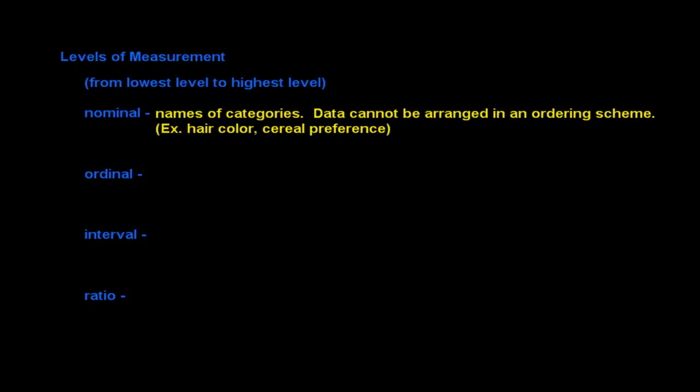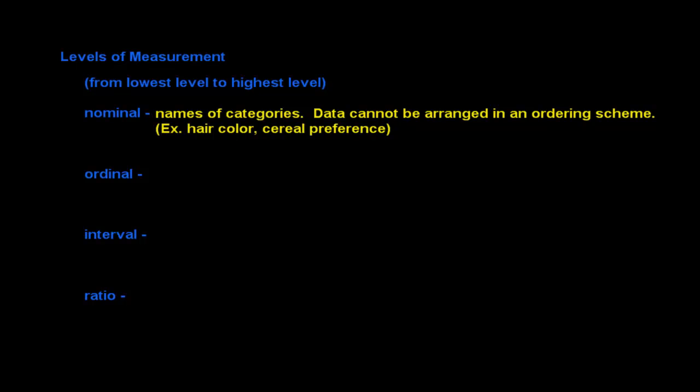So they're just different categories that we might go out and do a survey and find out how many respondents were in each category. This data cannot be arranged in any particular ordering scheme. That doesn't mean you couldn't put them alphabetical, but there's no obvious way to arrange the data. So for example, hair color. Well, why would you put blonde before brunette or red? You know, you could alphabetize those, but other than that, there's really no rhyme or reason to the order of those.